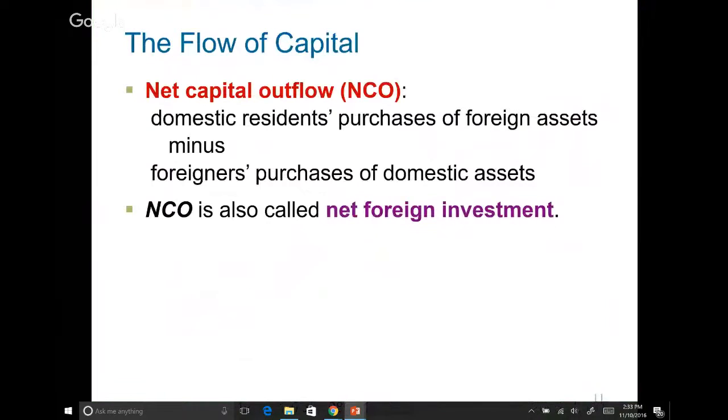Now the flow of capital. Net capital flow is your domestic residents' purchase of foreign assets minus foreign purchase of domestic assets. This is also called net foreign investment. If any of you are taking a business class, you'll be learning this in your international business class. So for net foreign investment, we take how much investment our domestic investors make overseas minus how much investment foreign investors purchase in our country. So that's your net foreign investment.